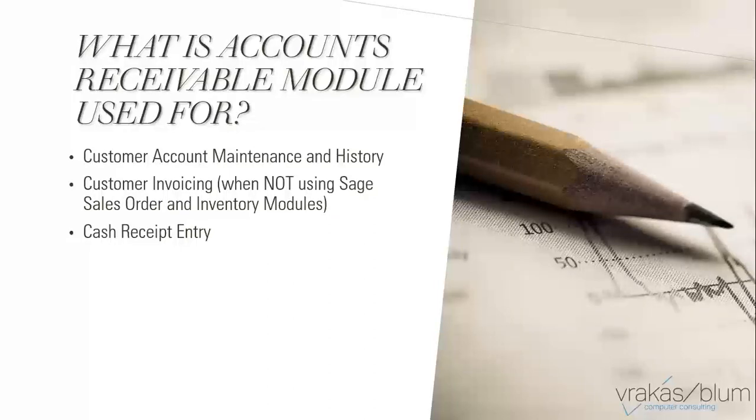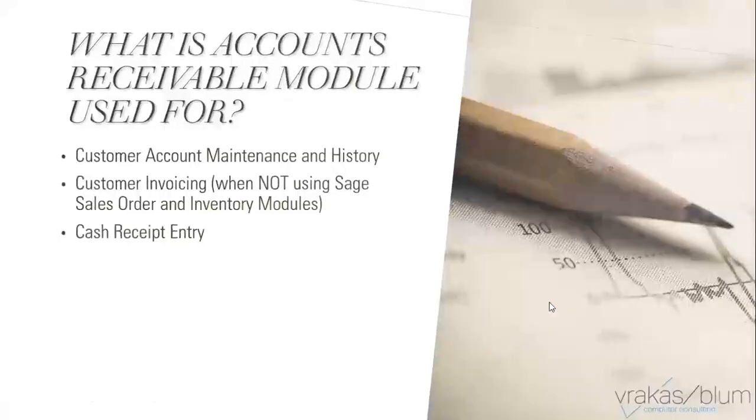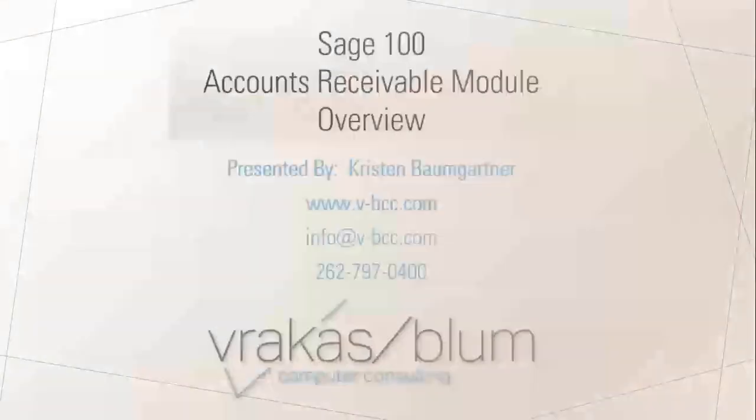Customer invoices can also be created from AR when not using the Sage 100 sales order or inventory modules. Cash receipts can also be entered in this module. All of these transactions will process and roll up to the general ledger. AR is a Sage core module, and the majority of customers will use it to maintain at minimum their customer information. So let's take a look at this module as it applies in Sage.